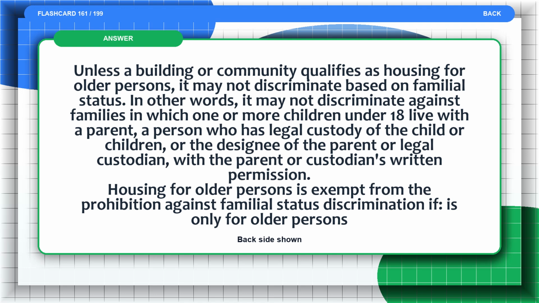The answer is, unless a building or community qualifies as housing for older persons, it may not discriminate based on familial status. In other words, it may not discriminate against families in which one or more children under 18 live with a parent, a person who has legal custody of the child or children, or the designee of the parent or legal custodian, with the parent or custodian's written permission. Housing for older persons is exempt from the prohibition against familial status discrimination if it is only for older persons.